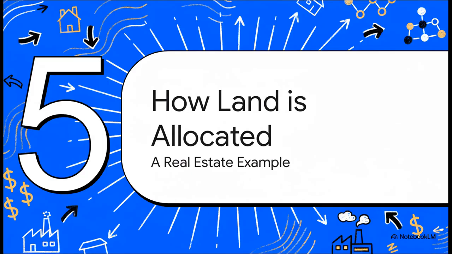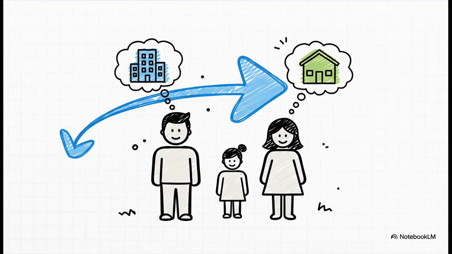Okay, that's the theory, but what does this look like in the real world? Let's make it concrete with an example we can all wrap our heads around. Let's take a look at how the price system allocates land in the real estate market. So here's our scenario. It's pretty simple. Imagine there's a big cultural shift, and the dream of owning a home becomes way more popular. People's preferences are just changing, from renting to buying.